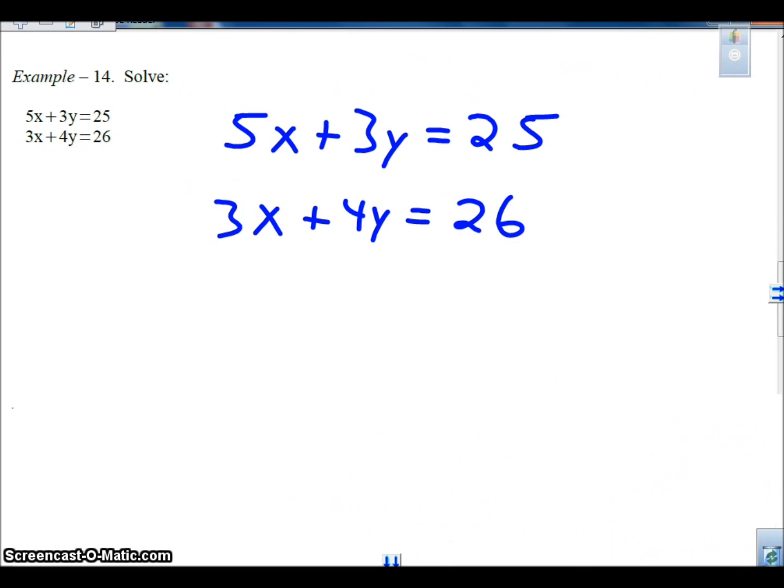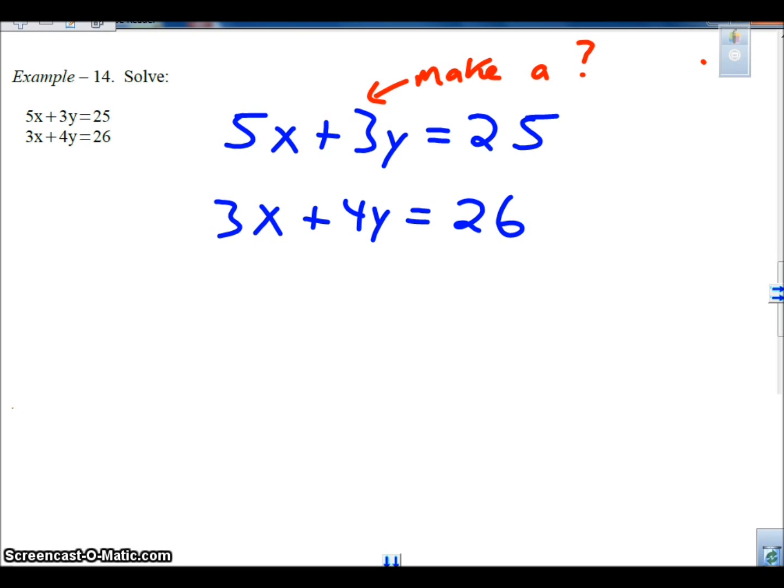Let's look at another example. We have 5x plus 3y is equal to 25. We have also 3x plus 4y is equal to 26. And we want to solve the system of equations using the elimination method. To eliminate one of these variables is going to be a little bit tricky because we might look at this and say, oh, if only we had a 4 here instead of a 3, then we could get these equations to cancel out. But we can't really make a 3 into a 4 very easily.